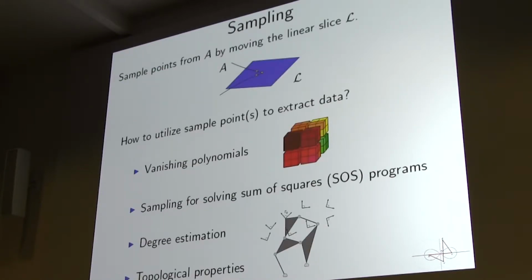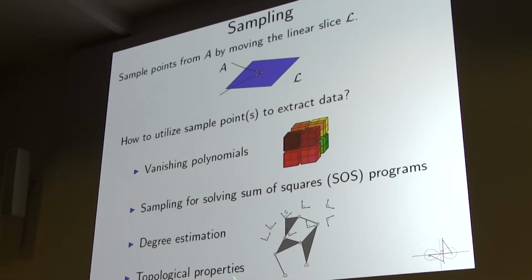Okay, so in the last part of my talk, I want to now tell you about sampling. So we can move this linear space around and generate sample points. How can we extract data from those sample points? So one thing I'll mention is how can we find polynomials that vanish when we don't know any of them a priori. Describe sampling for sums of squares programs, and show how sampling allows you to solve these much faster.